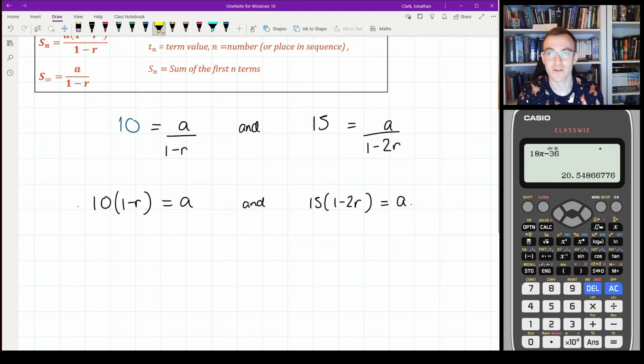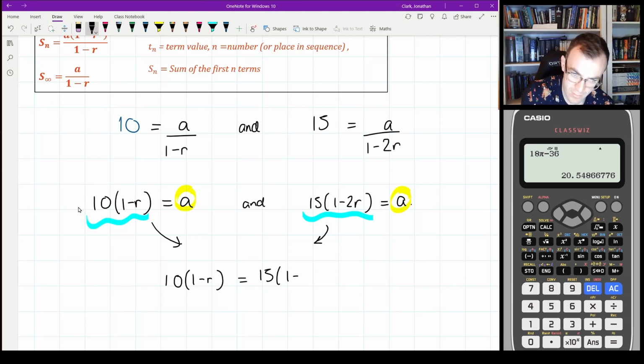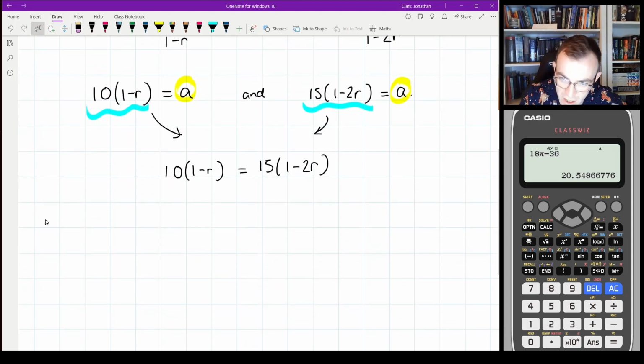Oh, okay, brilliant. So these are both rearranged so that a is the subject of the formula for both. Therefore, I can set these other bits equal to each other. Okay, and then if I expand all this and solve it, I'll be able to get the value of r.